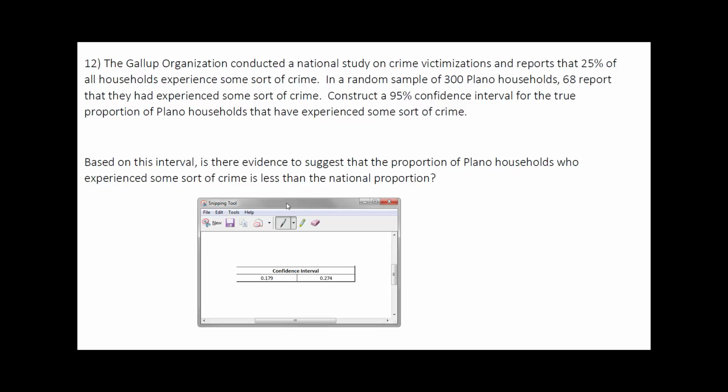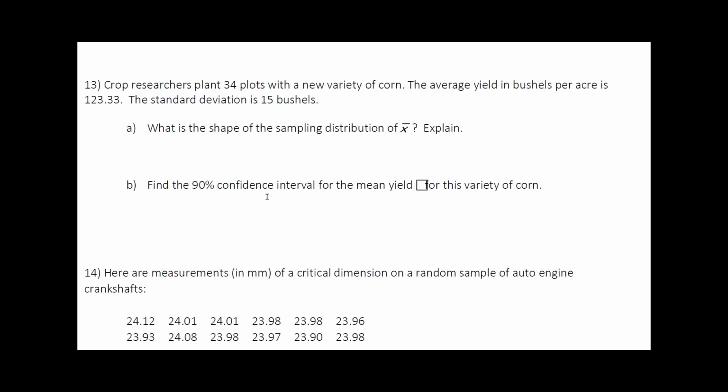Well, 29% is outside of my interval, so this definitely would be evidence that Plano is different and even less than the national proportion. But again, we were asked to compare it against 25, so that's what we're going to go with on that. All right, number 13, crop researchers plant 34 plots with a new variety of corn.